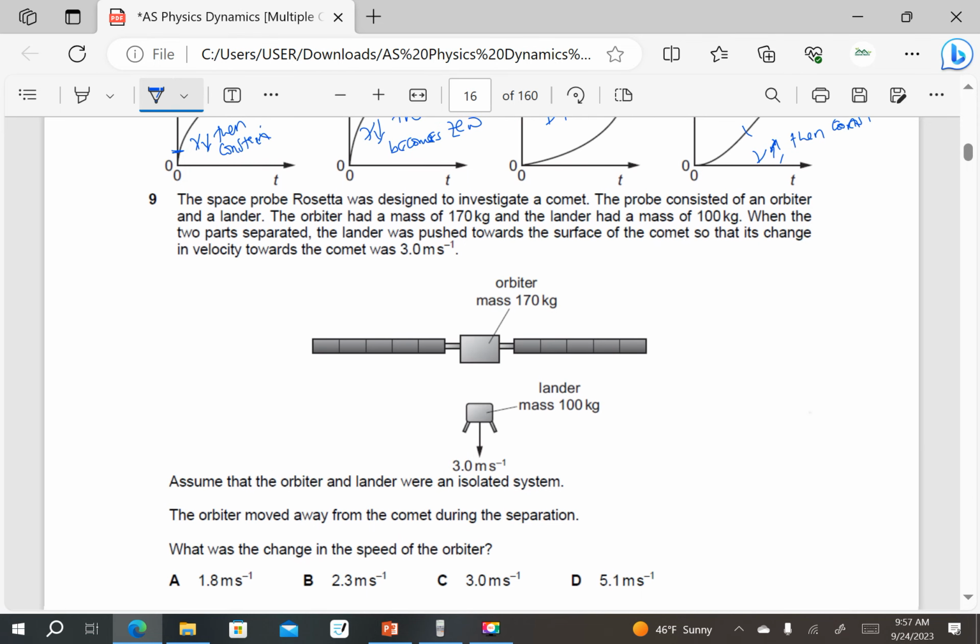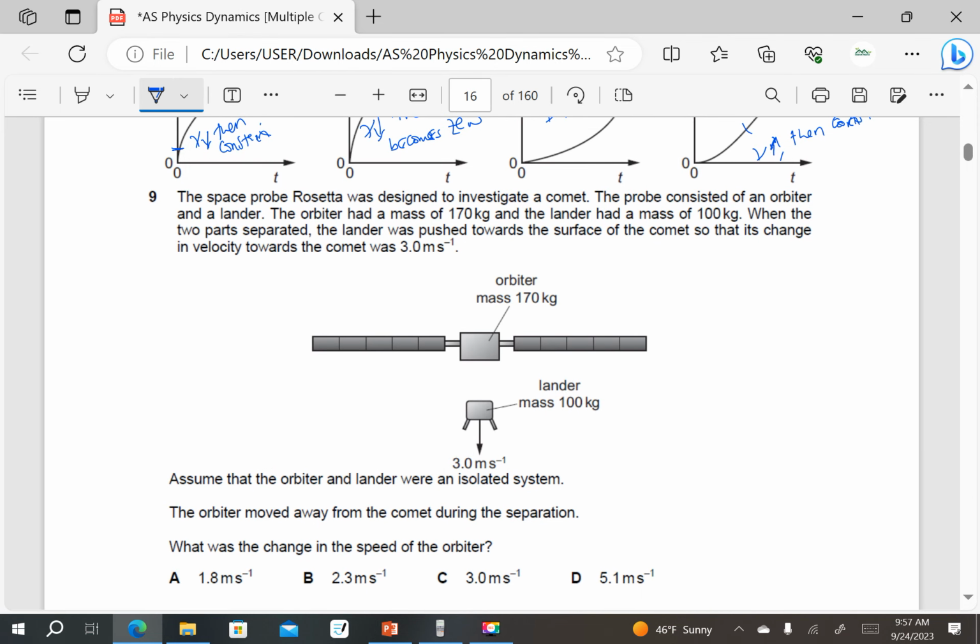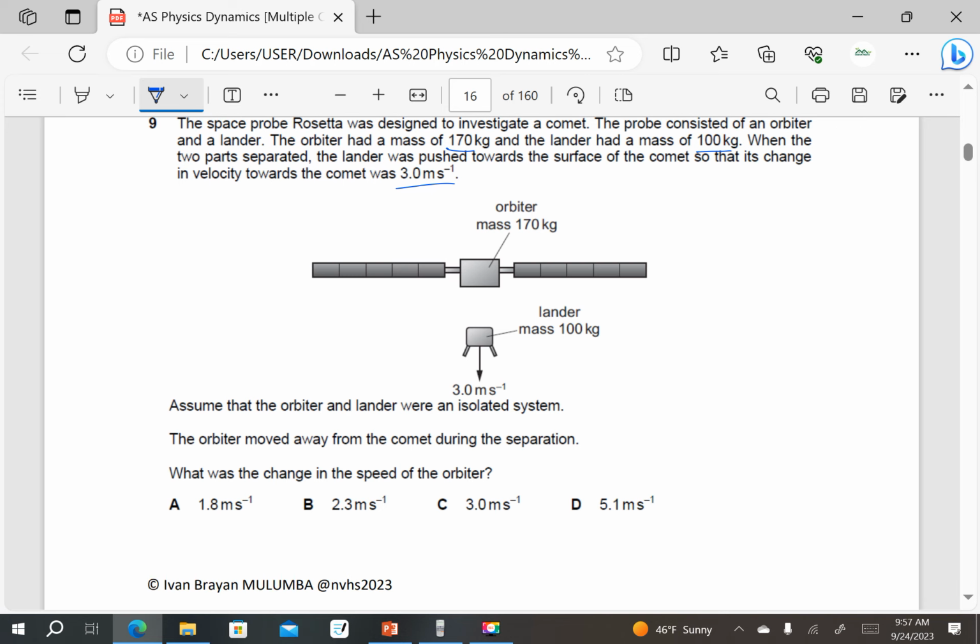Lastly, in this video, the space probe Rosetta was designed to investigate a comet. The probe consisted of an orbiter and a lander. The orbiter had a mass of 170 kilograms and the lander had a mass of 100 kilograms. When the two parts separated, the lander was pushed towards the surface of the comet so that its change in velocity towards the comet was 3 meters per second. Assume that the orbiter and the lander were an isolated system. The orbiter moved away from the comet during the separation. What was the change in the speed of the orbiter?